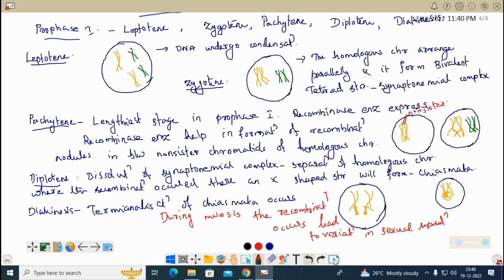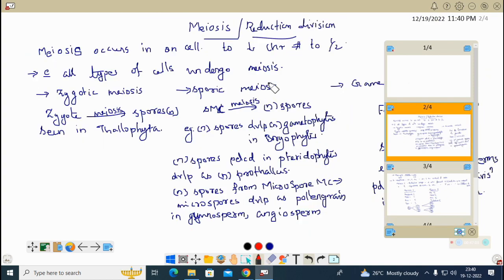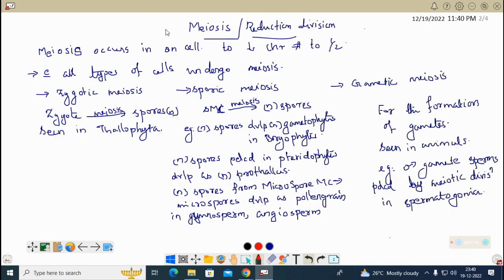Now you see, we'll just revise quickly from the first page. We started with meiosis. Meiosis is nothing but reduction division. Meiosis occurs in a diploid cell for reducing the number of chromosomes to half. This is for maintaining uniformity in chromosome number generation after generation. Meiosis occurs in diploid cells, and zygotic meiosis is there, sporic meiosis is there, and gametic meiosis is there. Zygotic meiosis occurs in thallophyta. Sporic meiosis is seen in bryophytes, pteridophytes, gymnosperms and angiosperms. Gametic meiosis is seen in animals.